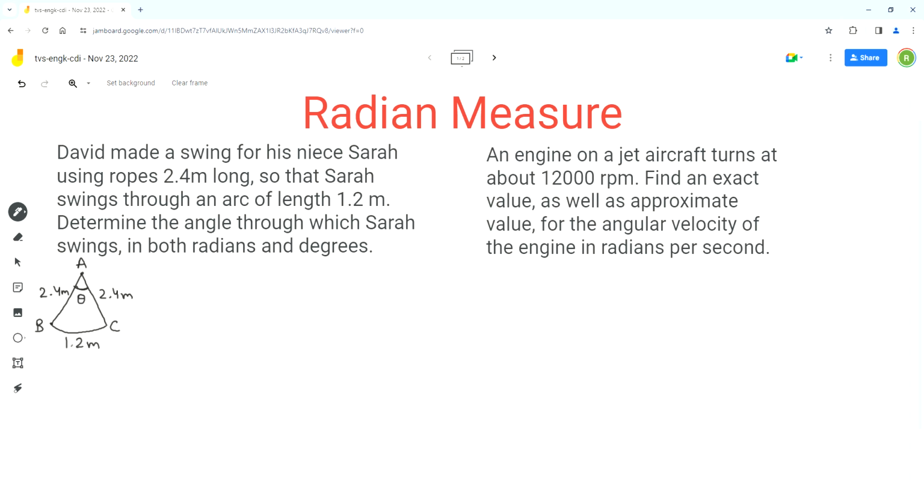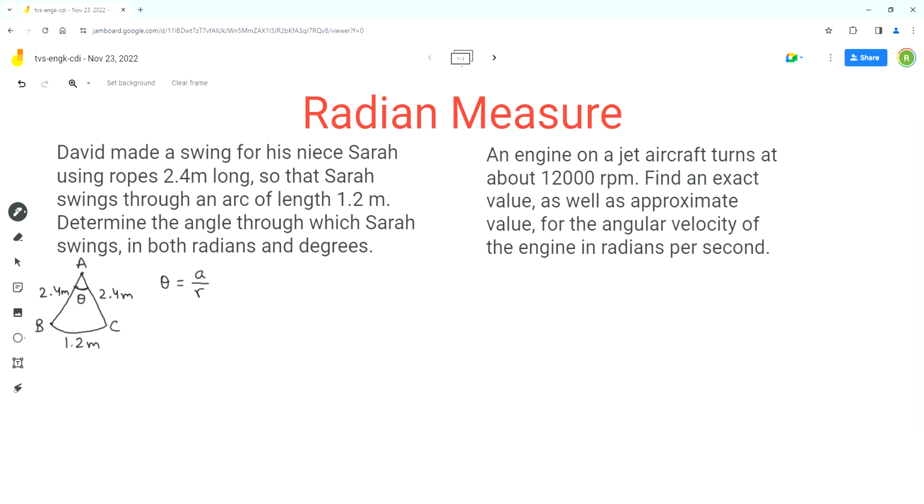Now in order to find this angle theta, we have to use the formula for arc length, and the formula is theta equals A over R. So in this formula, theta is the angle in radians, A is the arc length, R is the radius, and A and R should have the same unit.